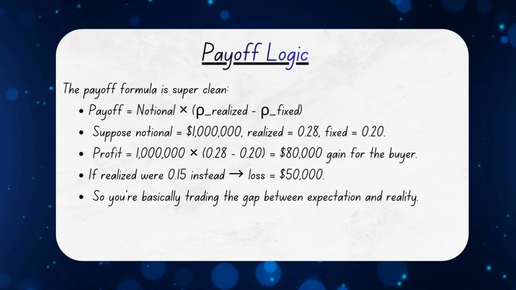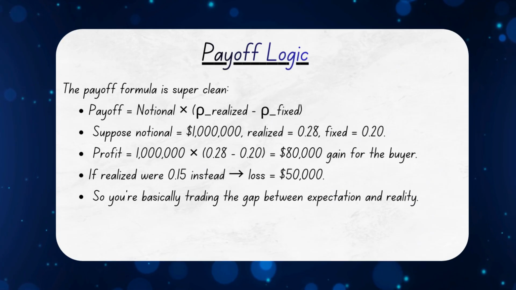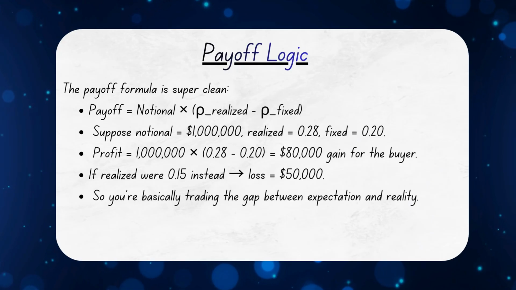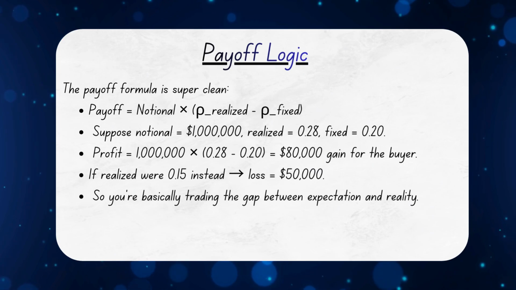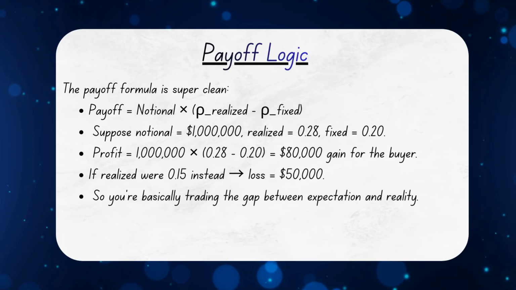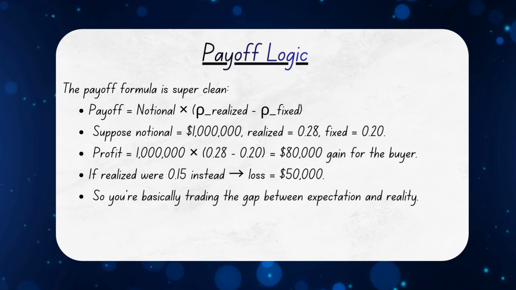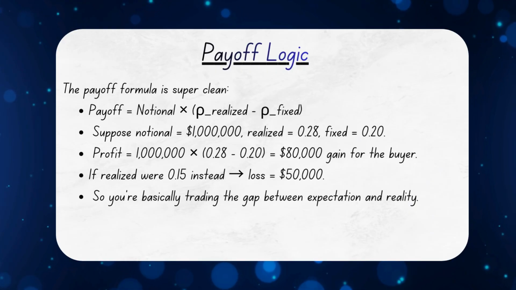Now comes the payoff, and this part is beautifully simple. The formula is payoff equals notional times (realized minus fixed). Imagine the notional is $1 million. The fixed rate is 20%, and the realized correlation turns out to be 28%. The difference is 8%. Multiply that by 1 million, and the buyer earns $80,000. But if realized had been 15%, the buyer would lose $50,000 instead. So you're basically trading the gap between expectation and reality.